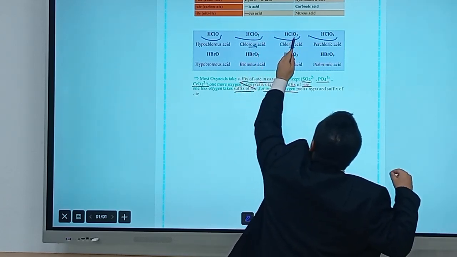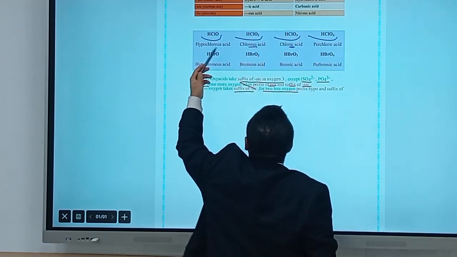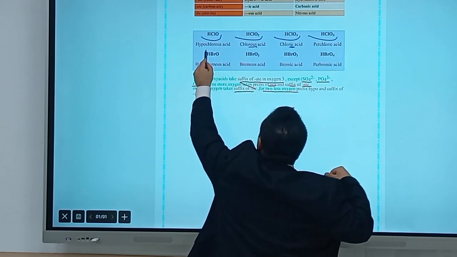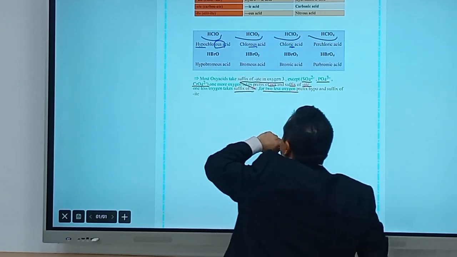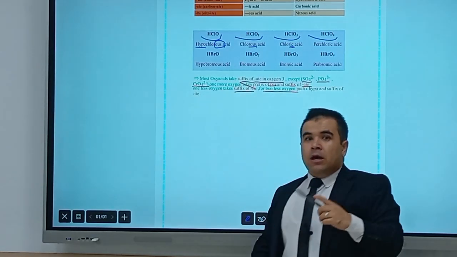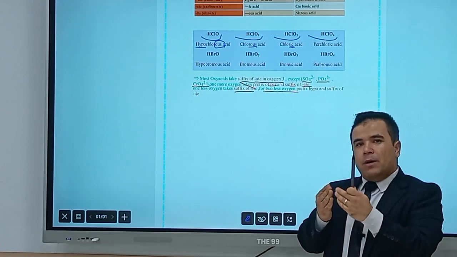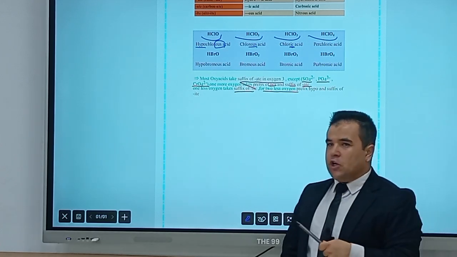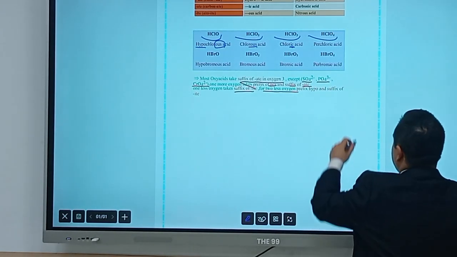Why? Because the polyatomic becomes chlorite. Two less oxygen, it becomes hypochlorite. So for the acid, it becomes hypochlorous. The ITE is replaced by OUS. For the acid name, we do not change between the acid and the polyatomic. The prefix is not changing, only the suffix changes: the ITE to OUS, the ATE to IC.